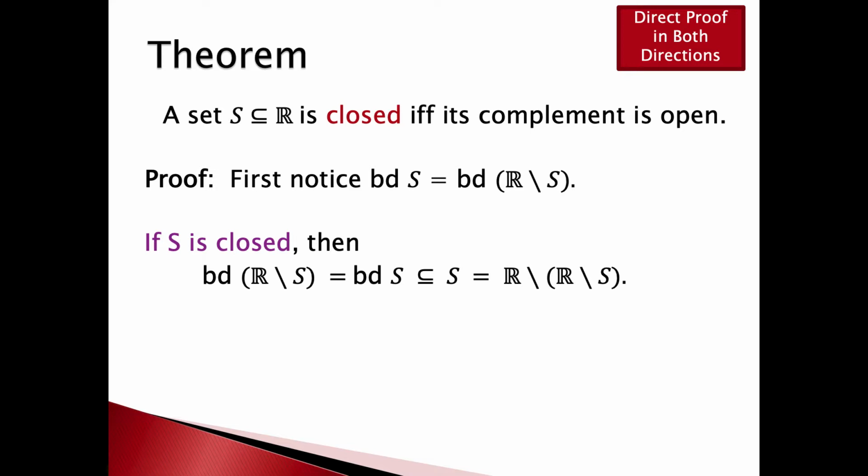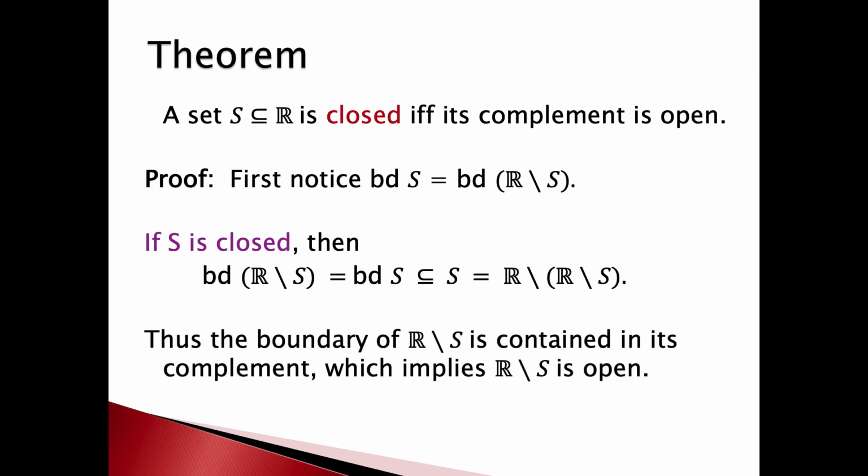We started out assuming that S was closed. Knowing that S was closed told us that the boundary of S was contained in S. But the boundary of S is the same as the boundary of the complement of S, and S is the complement of the complement. And when you write all that down, it just falls out. We've shown that the boundary of R throw away S is contained in the complement of R throw away S. There we go. That says that R throw away S has to be open.